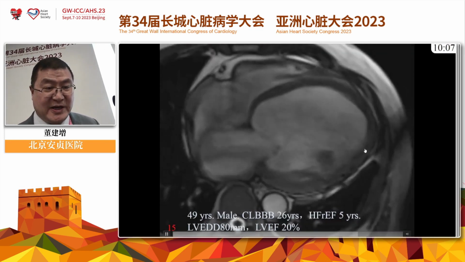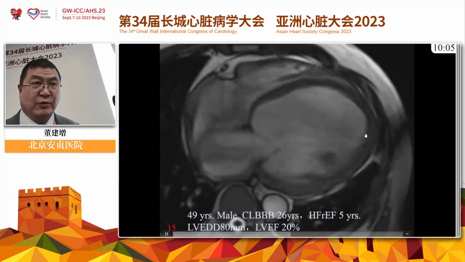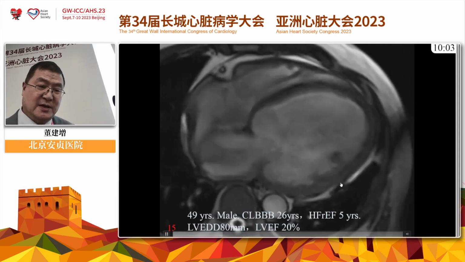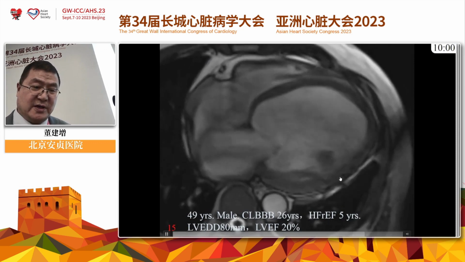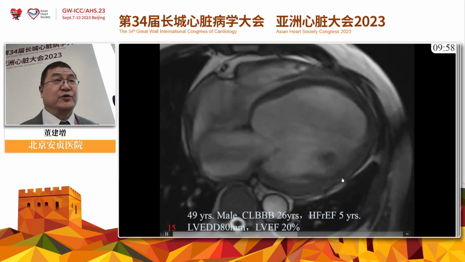From the longitudinal view, we can see the lateral wall also has a good contraction result.